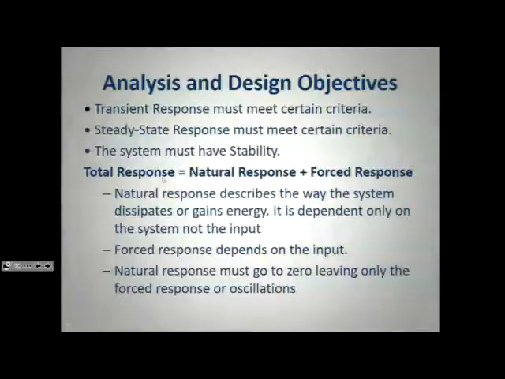And the actual total response is, as I said, a mixture between the natural response of the system and what we're trying to make it do as well. Again, we'll see that in a more mathematical sense later on. But if your natural response doesn't go to zero, then you have an unstable system, no matter what input you're putting in.